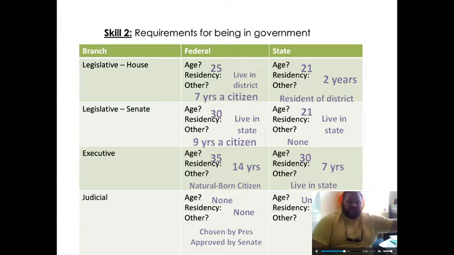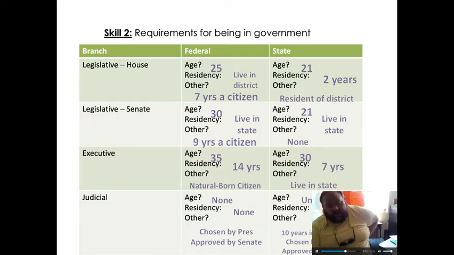For the state of Florida, our judges must be under the age of 70, live in our state, and have 10 years in law practice, chosen by the governor and approved by the Florida Senate. I'm going to give you some time to write this down.